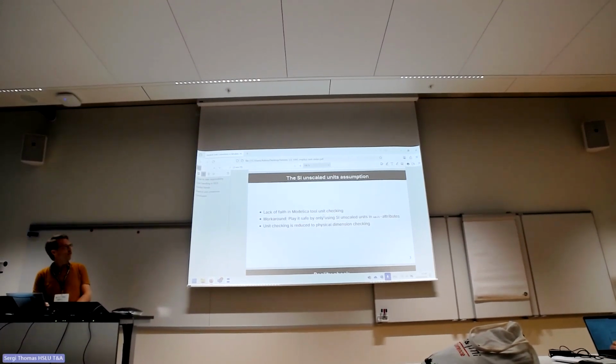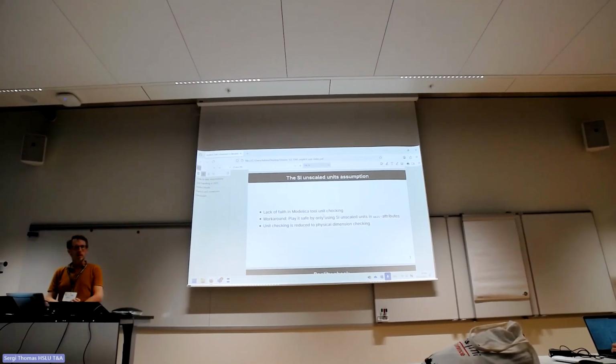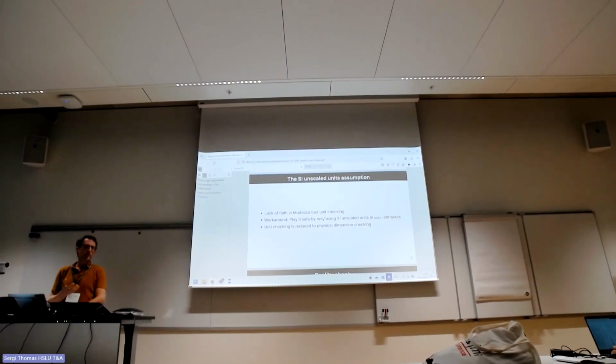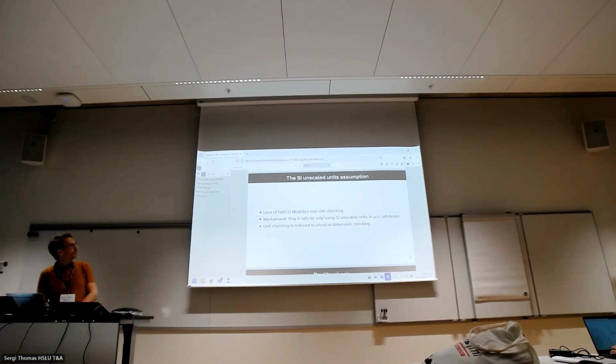And that it's therefore that you are supposed to apply the workaround to stick to unscaled SI units in your unit attributes, meaning that your units in the model are in a coherent system, so that when you perform arithmetic operations, there is never any hidden unit transformation factors in those operations.